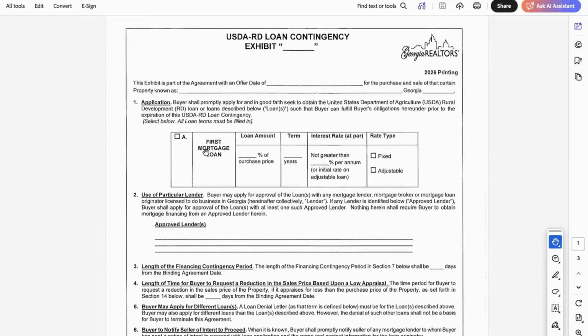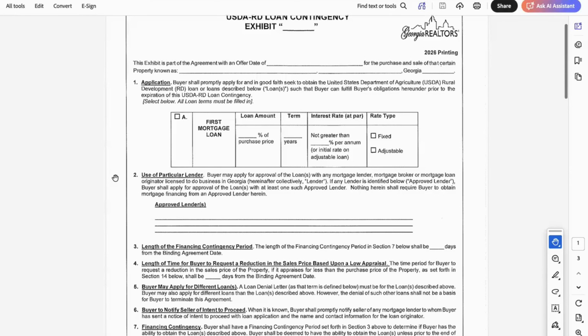A, first mortgage: loan amount, percentage of sales price, term in years, interest rate not to exceed a certain amount. The rate is either fixed or adjustable. So what does this mean? Buyer must apply quickly. Buyer must act in good faith. Buyer cannot intentionally sabotage the loan process.